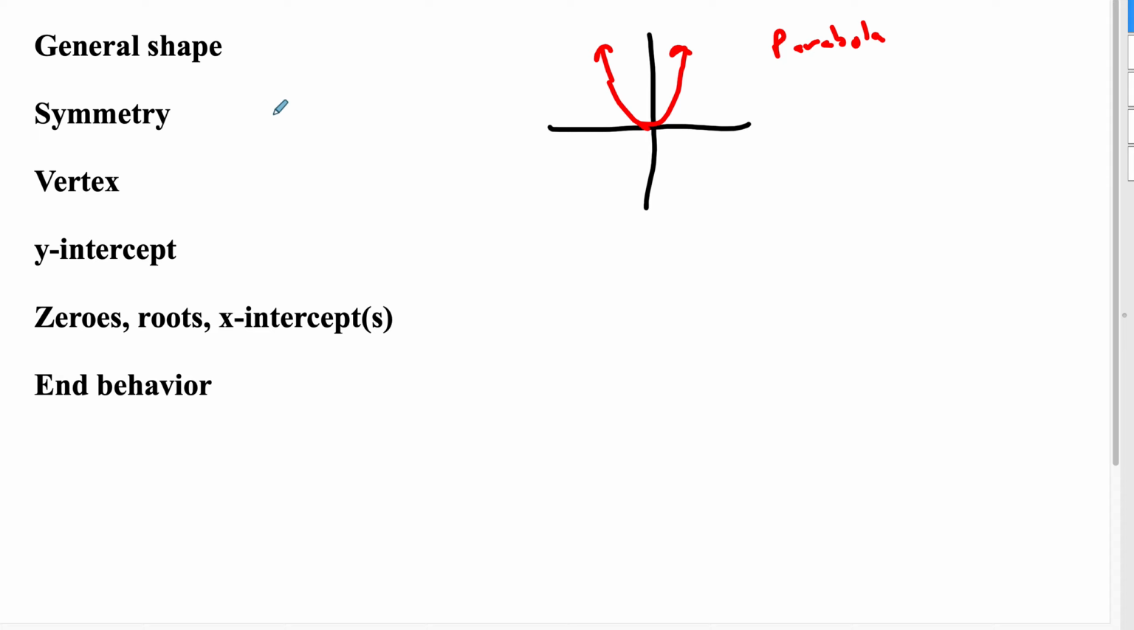We've seen that from the parent functions. Symmetry. Quadratics are symmetric vertically about the axis of symmetry of the quadratic, which is the line x equals something, right? Which represents the x coordinate of the vertex.